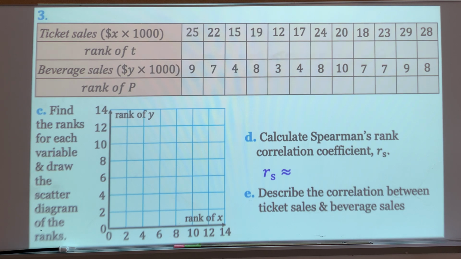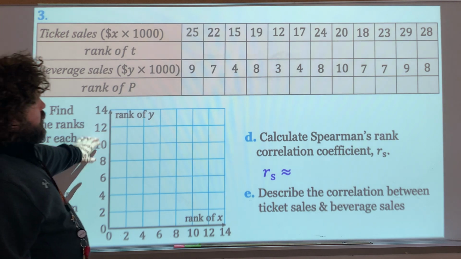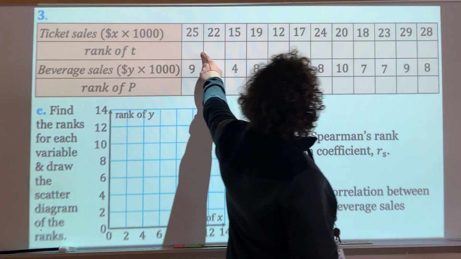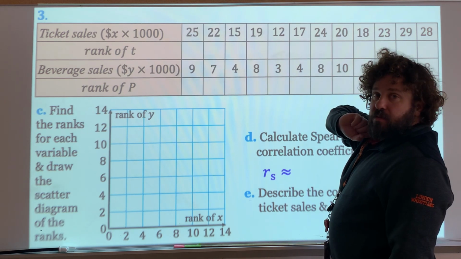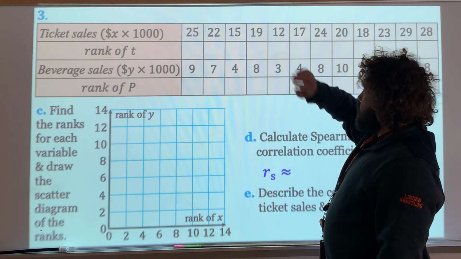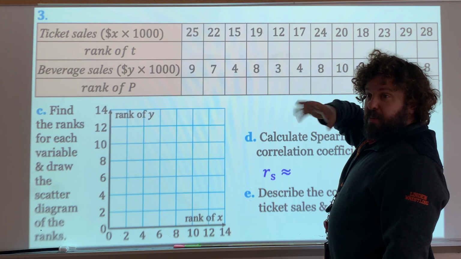Now what we're going to do is find the Spearman rank correlation coefficient, and to do this we are going to rank everything. Remember, we just did this last lesson. So what I want to do is find the ranks for each variable and draw it on the scatter diagram. Once again, number 1 is the lowest number. The lowest number here happens to be 17. Ready? You can do this with me or on your own. Hypothetically, I gave you 2 minutes.